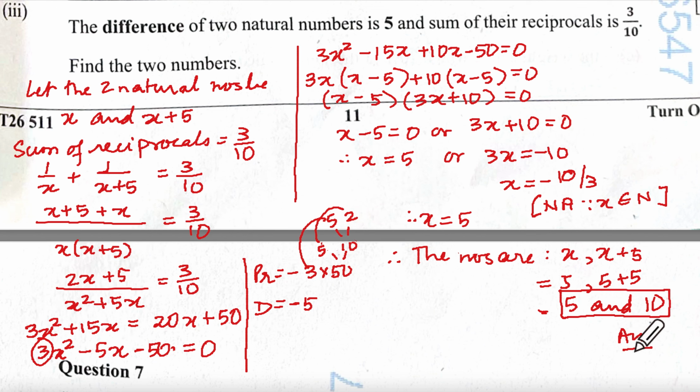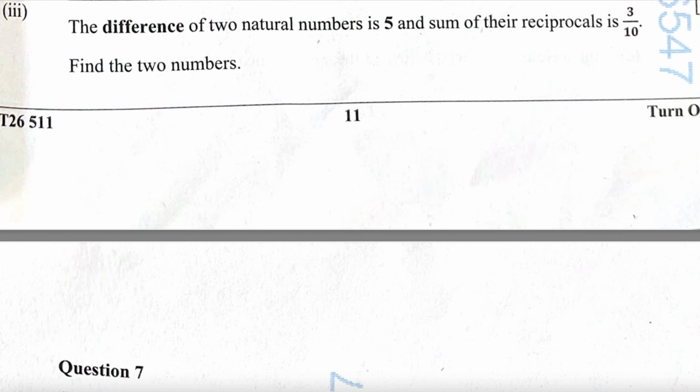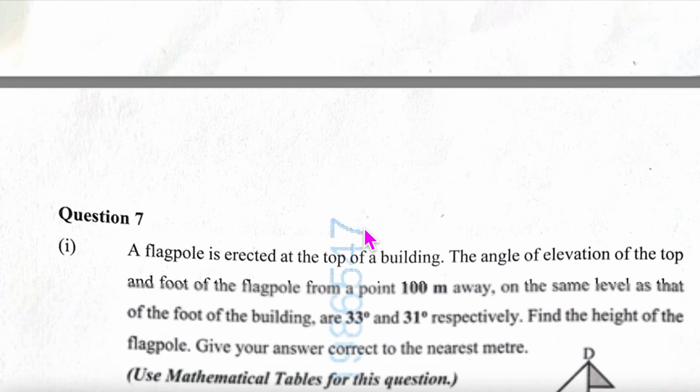Okay, so good enough. Don't forget to write the two natural numbers. I would prefer to write two natural numbers. Okay, so this was for 4 marks. To get the assumption and your reciprocal, this would be 1 mark. To get the quadratic equation, to get the factors and the answer statement. Okay, so that is how the distribution of marks would be. So that is our question number 6.